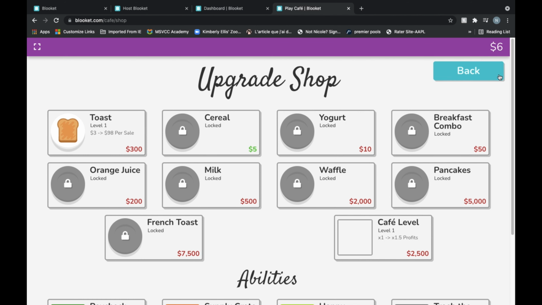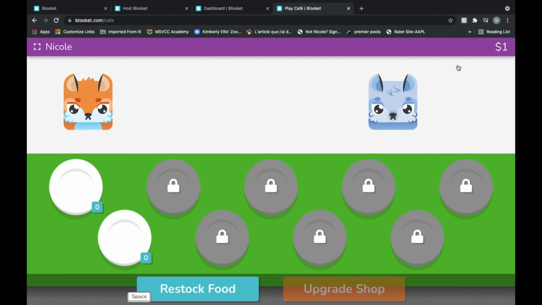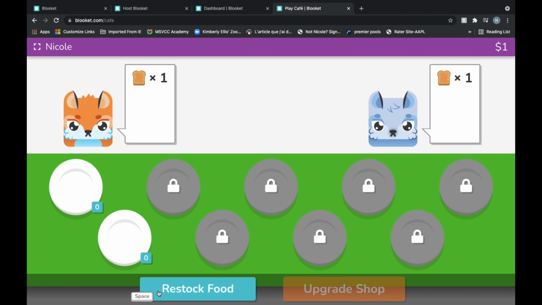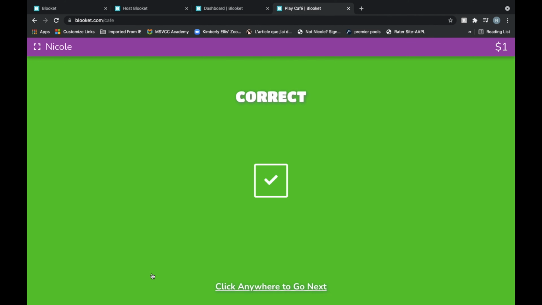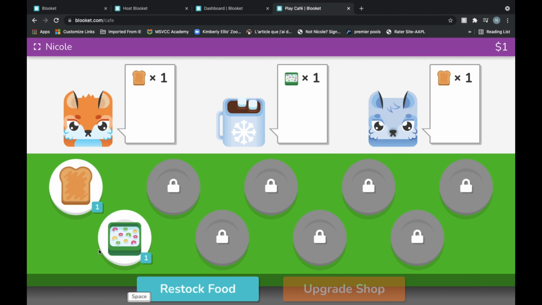And so now they have $6, so they can buy cereal. They go back, and they have no more food. They have to restock food. To get more food, they have to answer questions. This says this beautiful baby has blue somethings. Blue fingers, blue eyes, blue lips, blue teeth. Okay, so let's say they know the answer. They click there, and they're given more food.